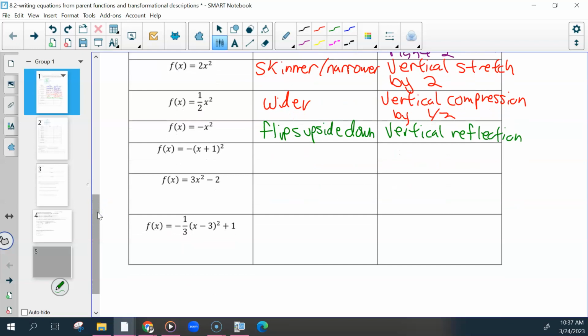For these next ones, the goal is to try to get away from using the calculator. You can still use it by all means. You can still graph it and look at what happened, or try to look at your rules from the previous examples and see if you can figure out what happened for this one. So what changed if we're comparing it to the original? What happened?